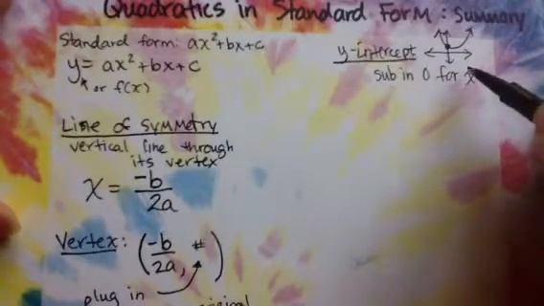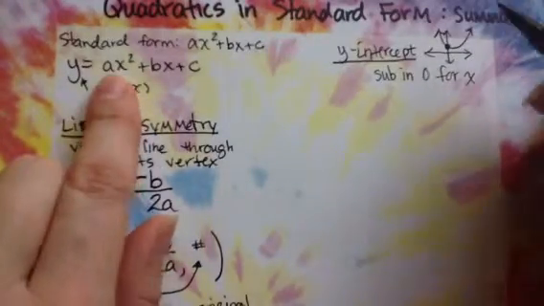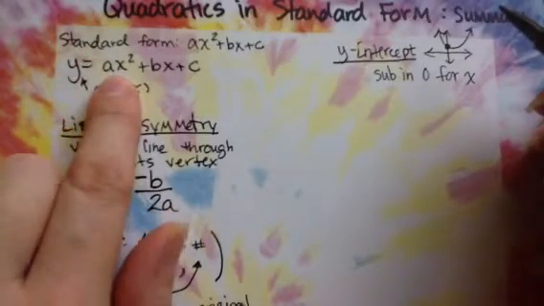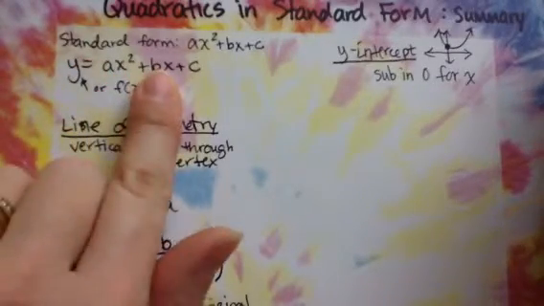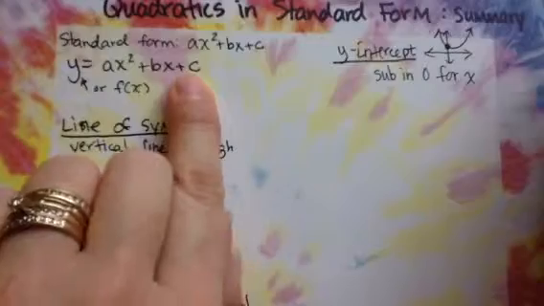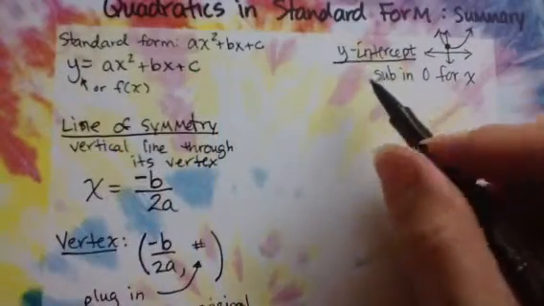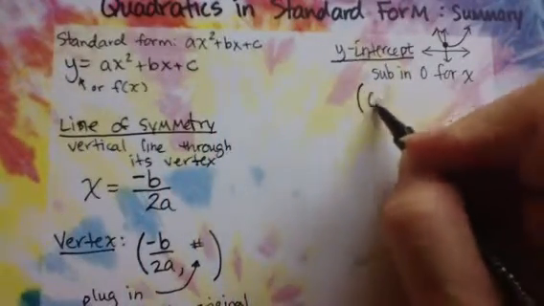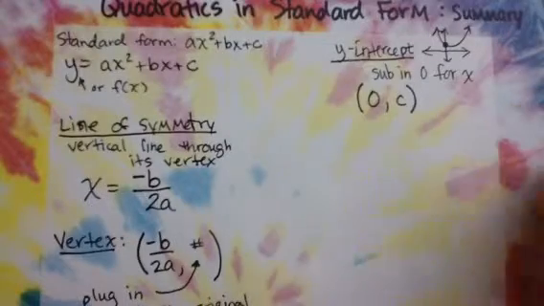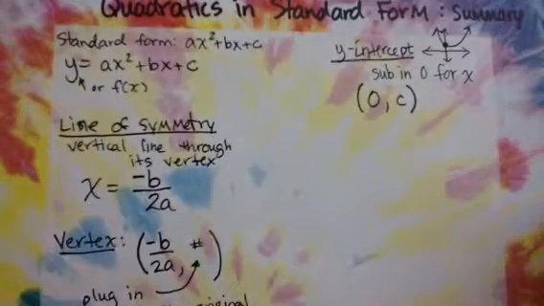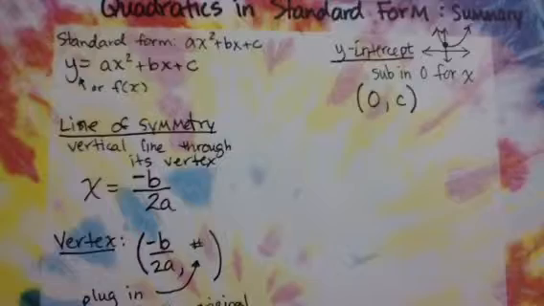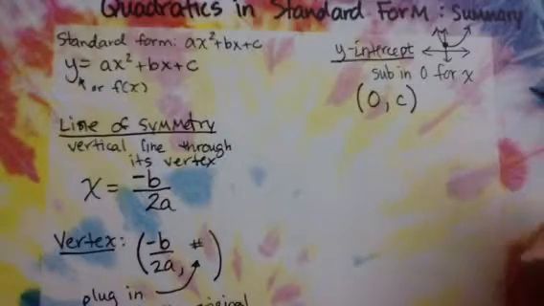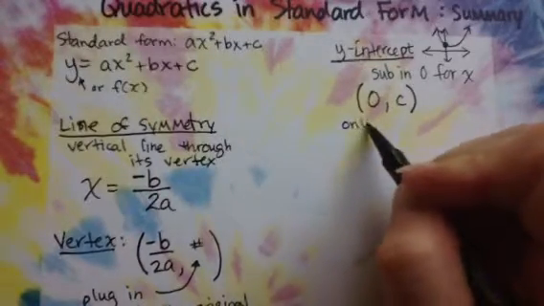When we sub in 0 for x in standard form, you can see that we would get y equals, this term will be 0, this term will be 0, and we'll be left with c. So in standard form, the y-intercept is at (0, c), whatever the constant term is. There will only ever be one y-intercept for any function.